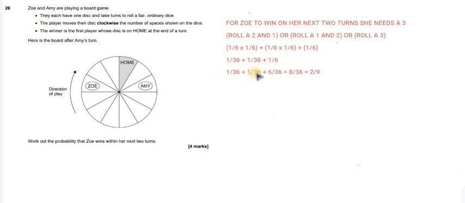To make all the denominators the same, to make the addition easy, multiply the top and the bottom of this one by 6. 6 over 36 is the same as 1 over 6 when simplified, so we just add the top. So 1 plus 1 plus 6, that's 8 over 36. You can reduce or not. By 4, you get 2 over 9.